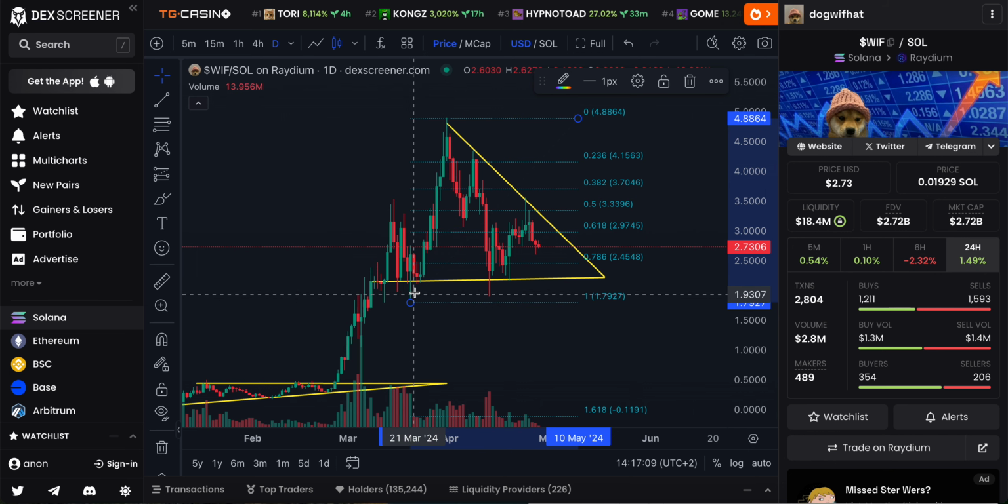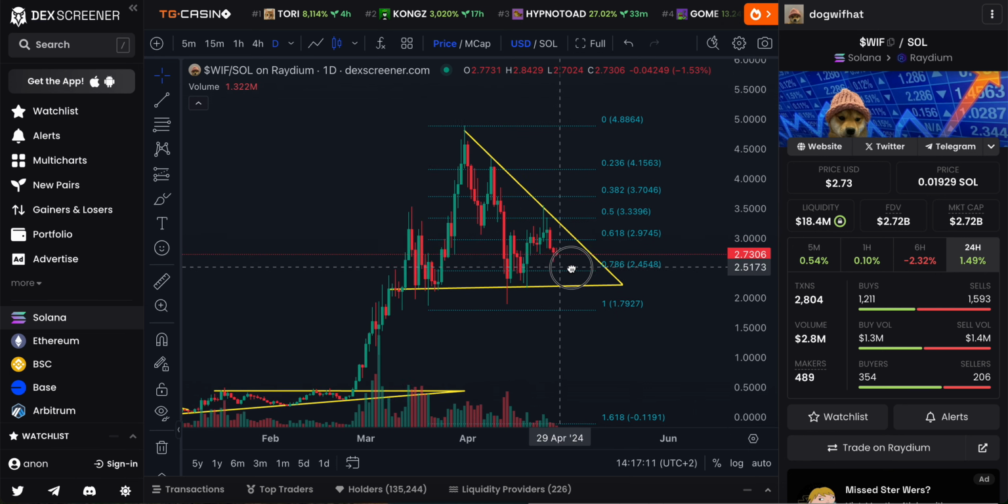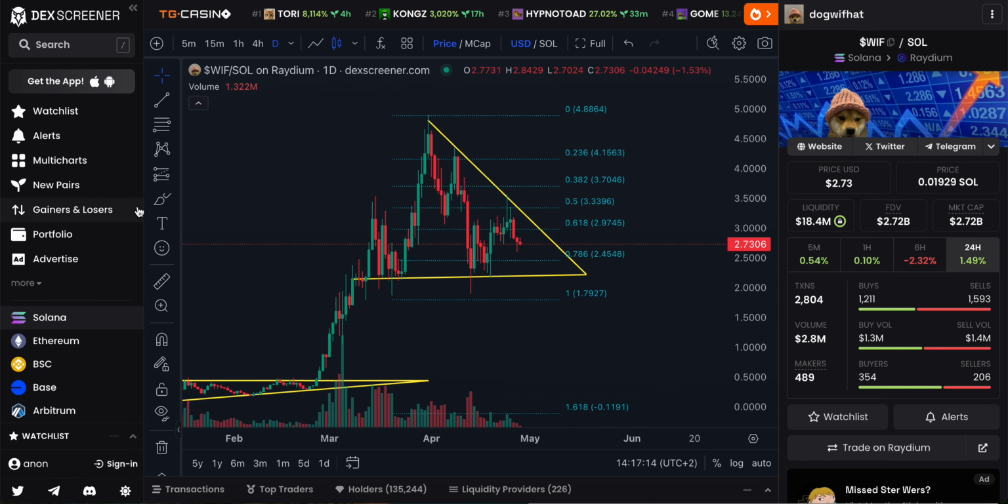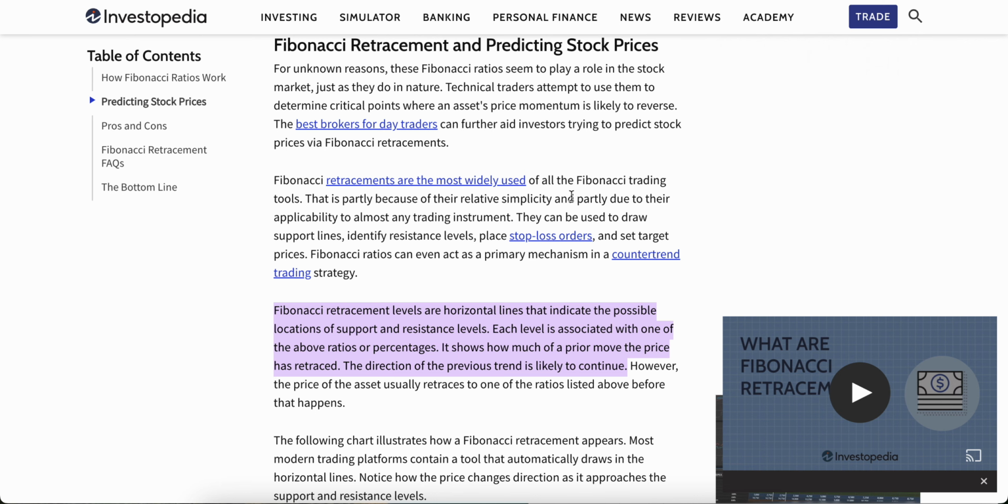This is WIF currently, so this is a range that we're in. I'd be looking for maybe a bounce here at the 0.786. If not, we probably break down lower, guys, on a higher time frame. But Fibonacci, a great tool to be using in crypto. So let me know if you have any questions. I'm more than happy to help you out. But that's how I use Fibonacci.